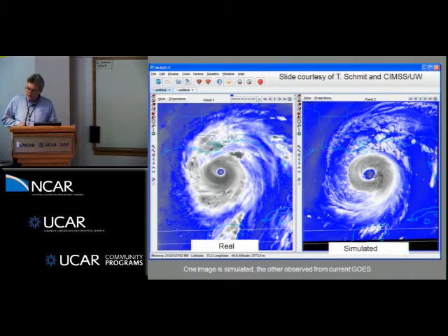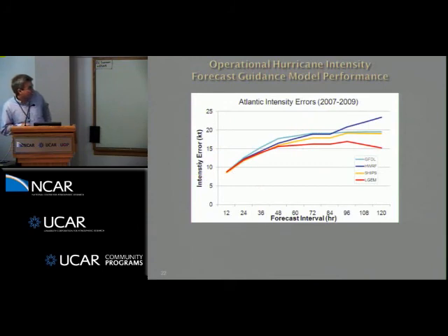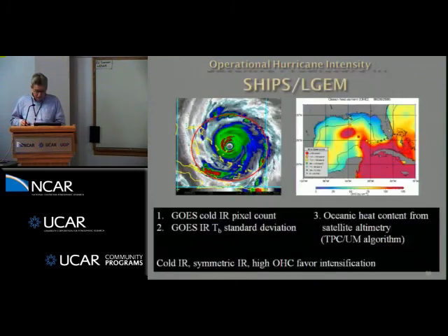Since I'm going to try to wrap this up in 2 more minutes, let's see. James showed these yesterday. These are the trends in track and intensity. And you can see my graph goes back further, so my lines actually do slope down a little bit, by about 0.6% per year, but still these lines aren't sloping as much as those. And one of the reasons is that the best models are still statistical, which James Franklin pointed out yesterday.